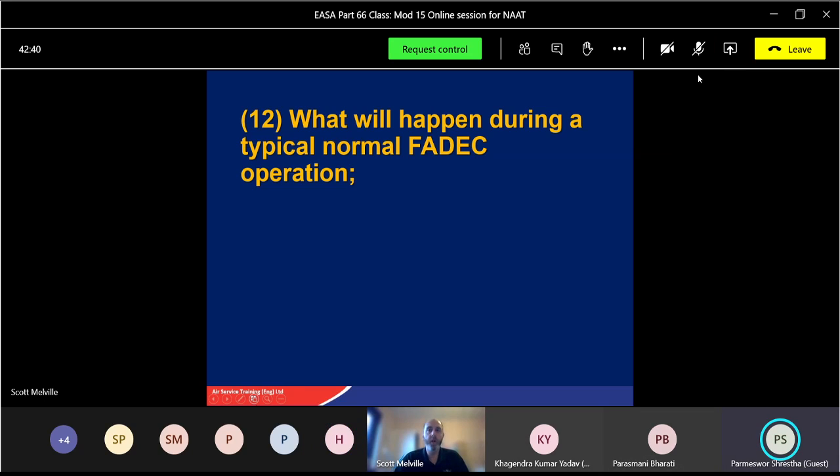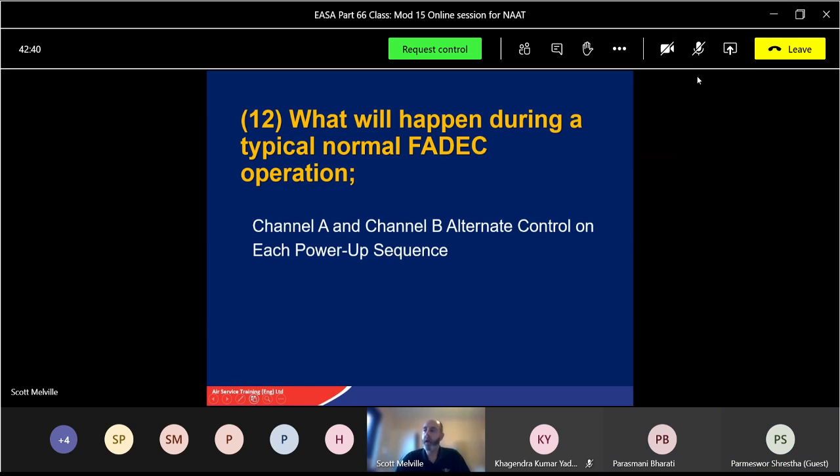Two channels. Alternate control. Yeah, that's one. Yeah, alternate control. Good. Channel A and channel B alternate control on each power up. So we only have one igniter firing. Channel A will operate first. One igniter, engine will shut down, and next time that engine starts up, channel B will take over and start an engine up, and then hand back to probably channel A. It just alternates the power.